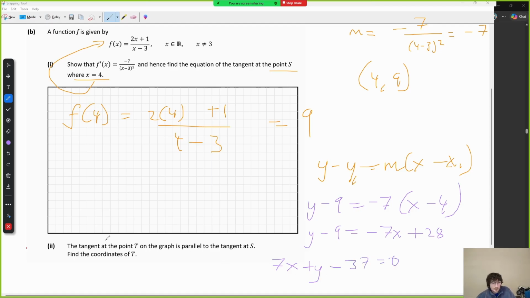Okay. Right, the tangent at the point T on the graph is parallel to S. Find the coordinates of T. So it says it's on the graph. Because it's parallel to S, it'll have the same slope. So that means this tangent also has a slope of -7. Okay. The tangent at the point T, did it mention a point T or are we meant to find a point T? Oh no, we're looking for the point T. On the graph is parallel to the tangent at the point S.